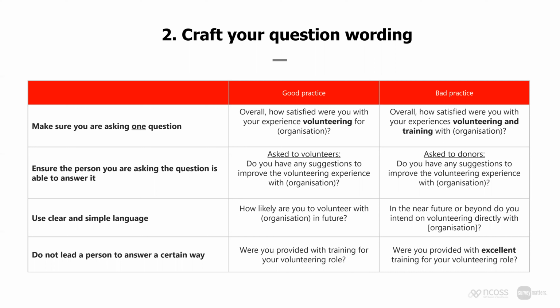You also don't know if they say that they weren't provided with excellent training, whether they didn't receive any training or whether they didn't think it was excellent training. So it just leads to a little bit of ambiguity in the responses that you receive.